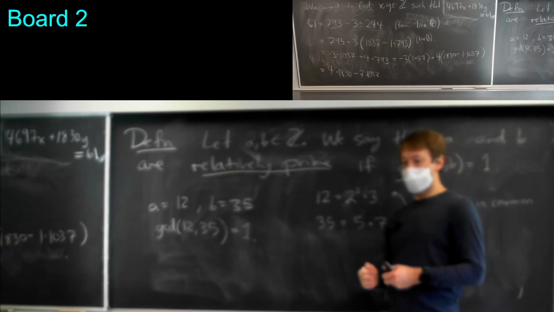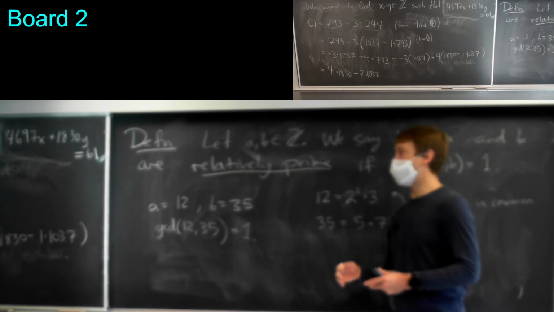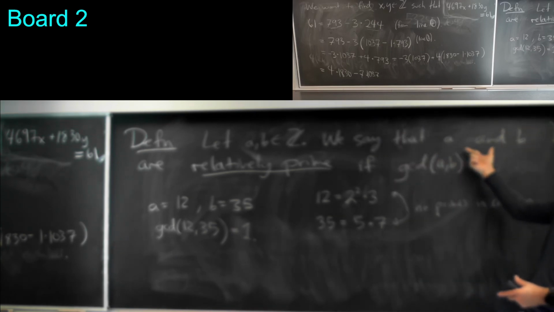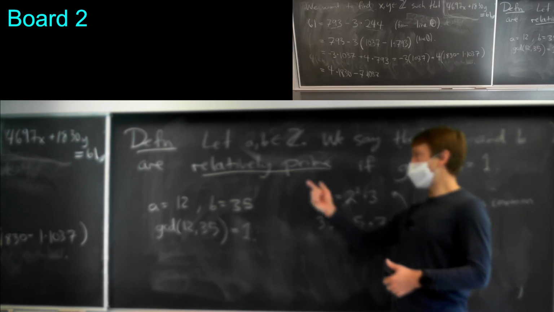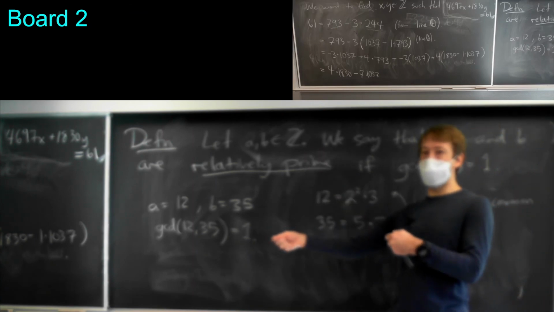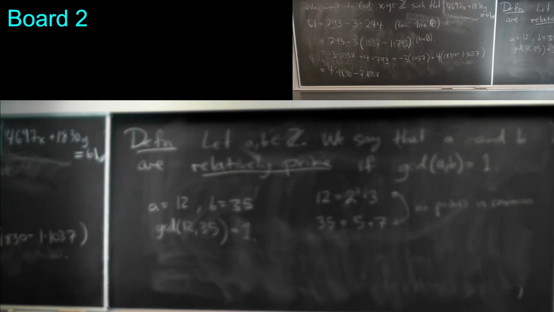So I should say, there's no such thing as saying a number is relatively prime. This is really a property of two numbers. Two numbers are relatively prime to one another if this happens. Generally, if I have some integer a, there are infinitely many b which are relatively prime to it, because there are infinitely many primes.